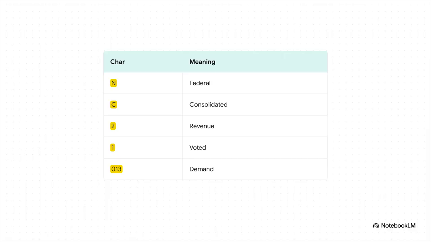This is usually the second major hurdle for students, figuring out that 7-character fund element, which tells us the ultimate source of the money. Let's take a classic example string, like NC21013. If we slice this string up character by character, we can read it like a whole sentence. N tells us it's a federal source. C means it's from the consolidated fund. That 2 designates revenue. The 1 signifies it's a voted fund, and the 013 at the end is the specific demand or grant number. See? Suddenly, NC21013 isn't just a bunch of gibberish anymore, is it? It's a highly specific address for a pot of money.